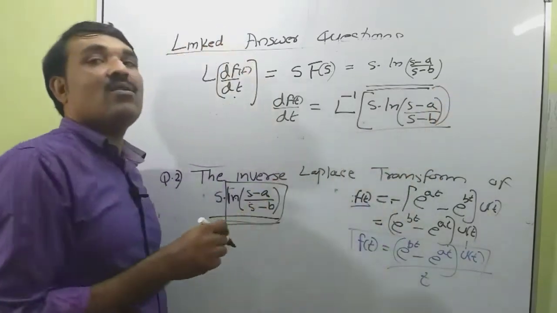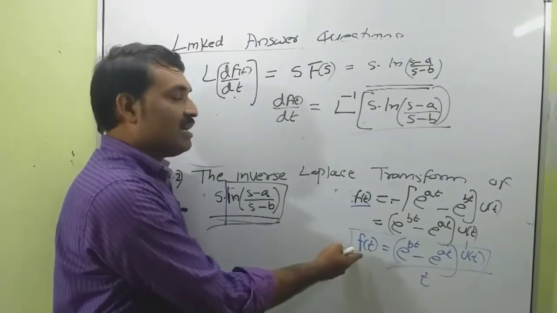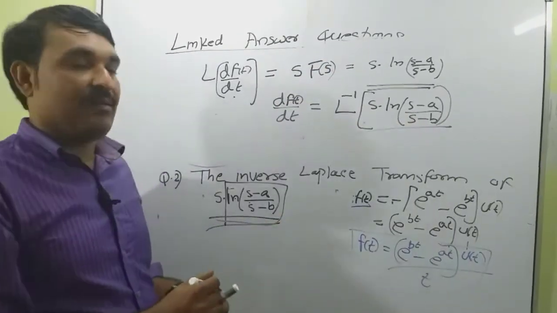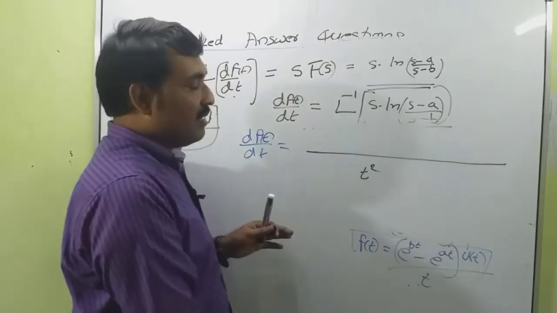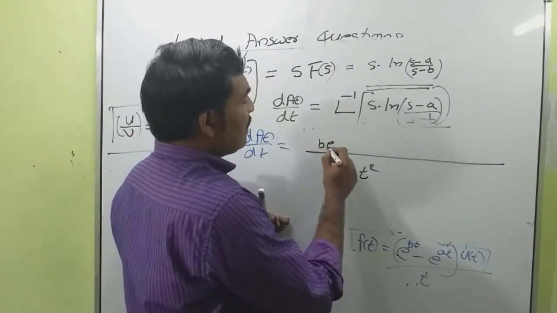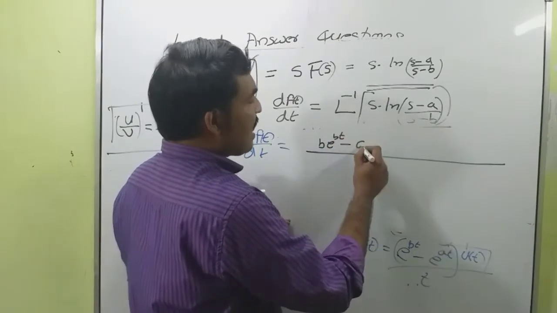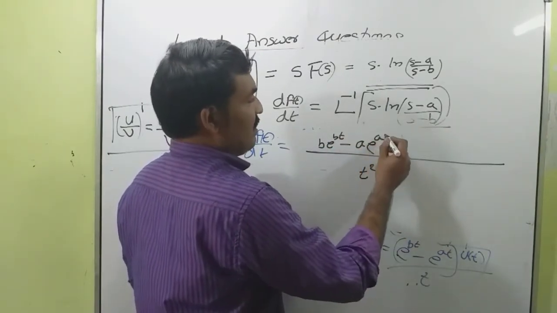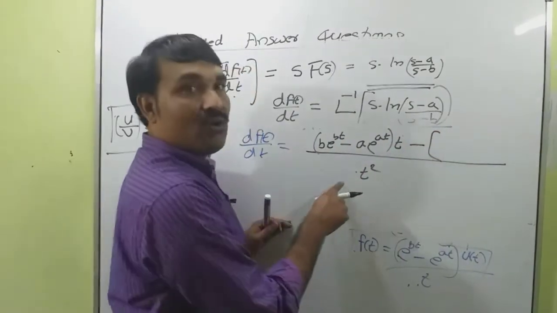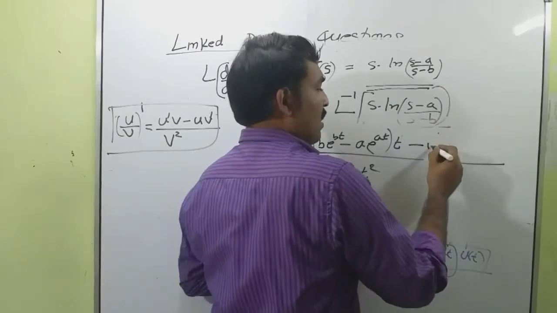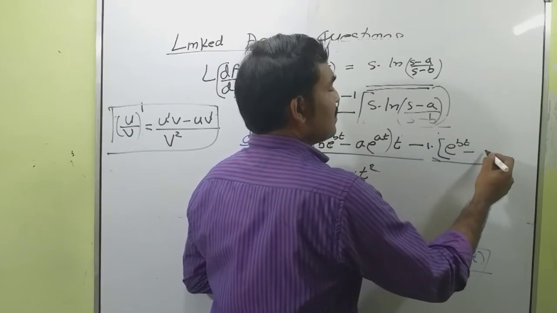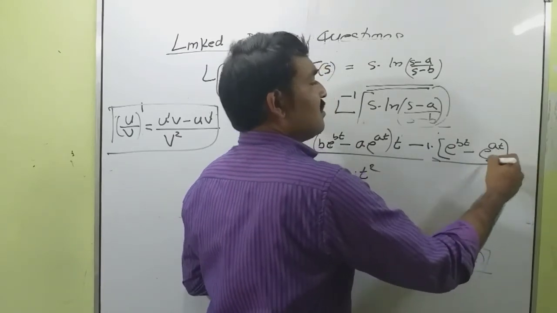Okay, so we need only to differentiate this f of t with respect to t, then we will get the L inverse of this term. Okay, t square into the derivative of the numerator term, that is b into e raised to bt minus a into e raised to at, this into t, minus the derivative of t, that is equal to 1, into this term, that is e raised to bt minus e raised to at. So this is our answer.